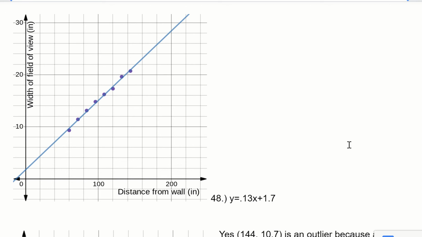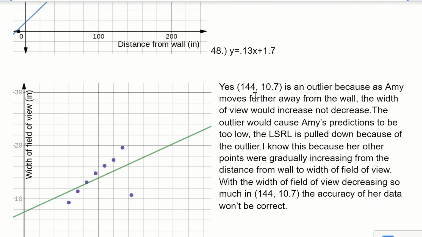The next question was, when this point was swapped out, instead of 20 or whatever it was supposed to be, it became 10.7. The student said yes, 10.7 is an outlier because as Amy moves further away from the wall, the width of view would increase, not decrease. So you can see right here it's getting bigger, bigger, bigger, bigger, and boom, it went down. The outlier would cause Amy's predictions to be too low. The least squares regression line is pulled down because of the outlier.